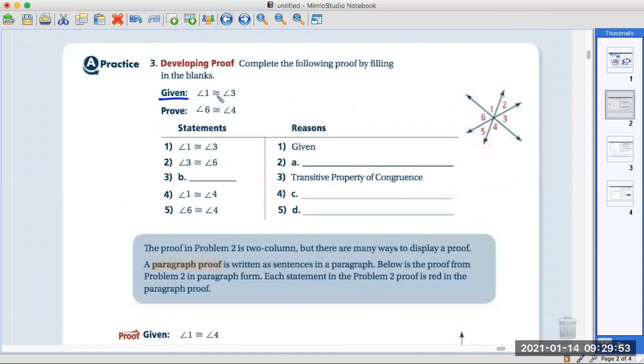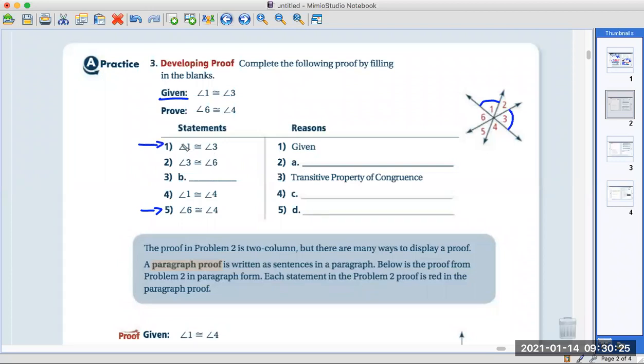Angle 1 is congruent to angle 3. I always mark it. 1 and 3 are the same measure. We're supposed to prove that angle 6 is congruent to angle 4. We're supposed to prove these are congruent. That's the last statement. That's always at the end. The given is always the first statement.